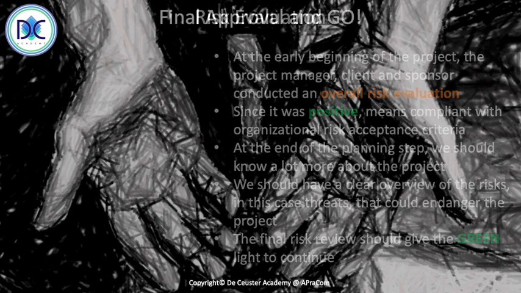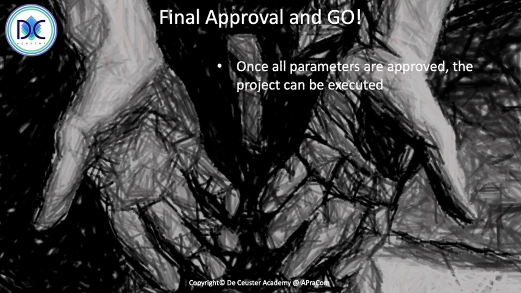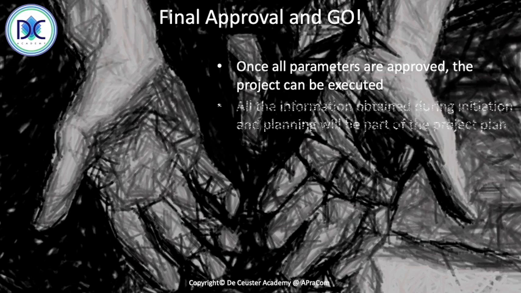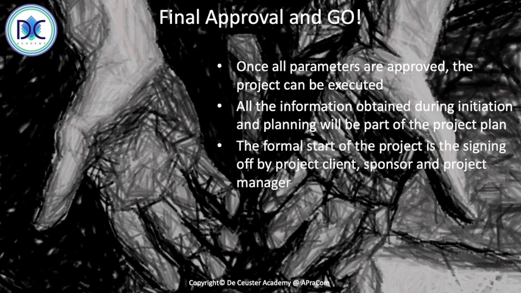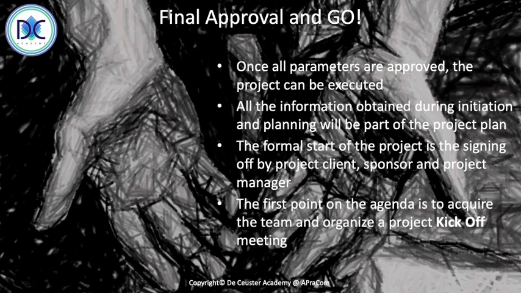We can start with project execution. All the information obtained during the initiation and planning will be part of the project plan. The formal start of the project is the signing off by the project client, sponsor, and project manager. The first point on the agenda is to acquire the team and organize a project kickoff meeting. In some cases, the kickoff meeting is already done when we start with the initiation, but we can also have a kickoff meeting once we start with the real execution. We bring all the people together to inform them about what is going to happen.